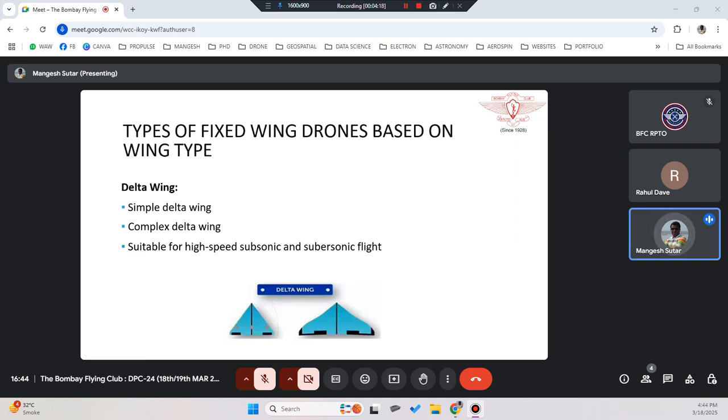Delta is basically used when you are flying a drone at very high speed. You will see this kind of wings in fighter planes or bombers, where they have to cover a distance in a very short time. A simple delta wing would be like a triangle. It is suitable for high speeds, subsonic or supersonic flights. In that scenario only you will have this kind of delta wing shape.